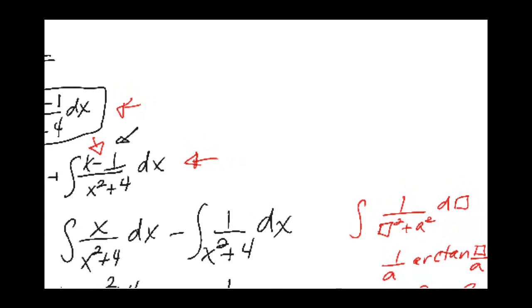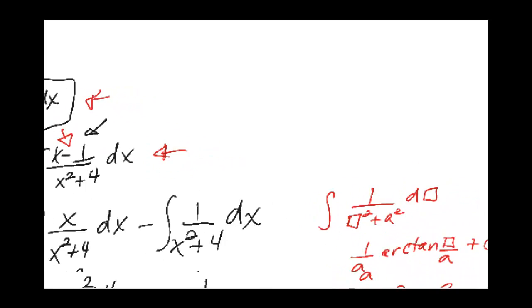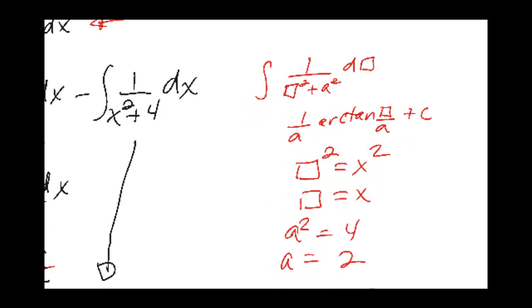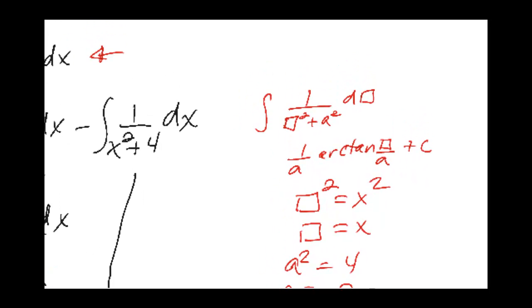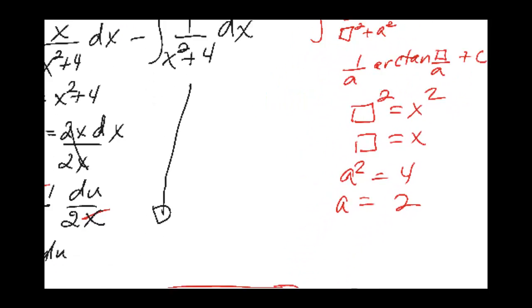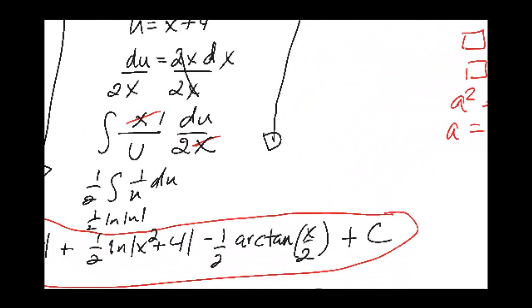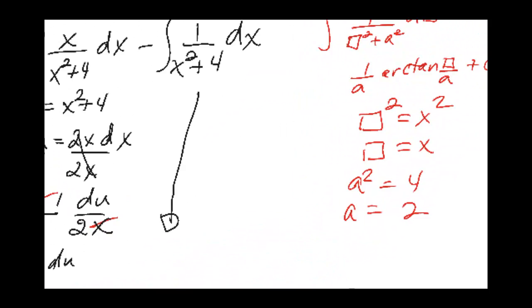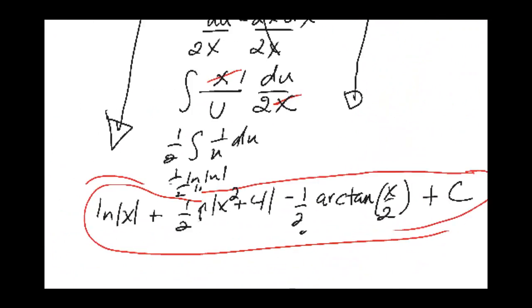And then this one is an inverse trig formula you should recognize. Anytime you have a box squared plus a squared in the denominator, that box being whatever variable, then it becomes 1 over a, inverse tangent of box over a, and you plug and chug, and you get that wonderful answer there.